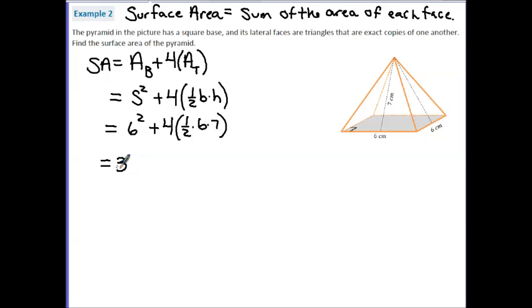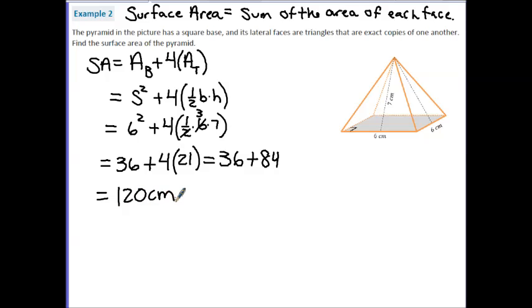Six squared gives us 36. Then we have 4 times, I would do 1/2 of 6 to give me 3, and 3 times 7 is 21. And so when I multiply those two, we get 36 plus 84 for a final answer of 120 centimeters. And this is surface area. If we're finding area, it's still squared, not cubed.